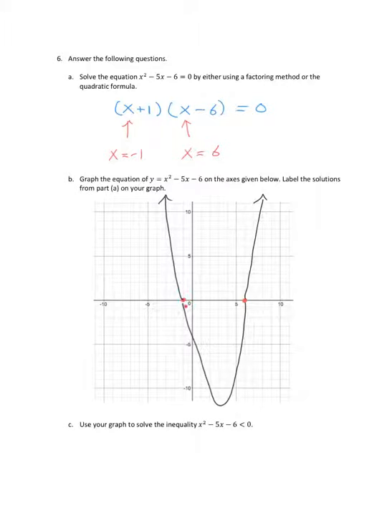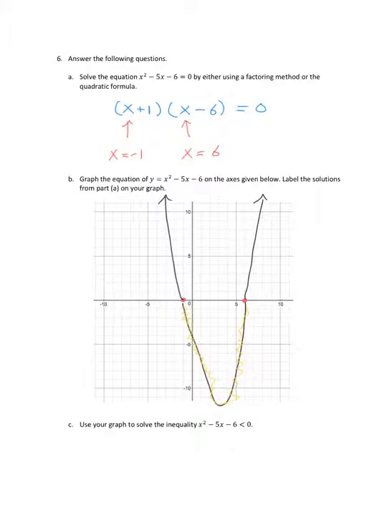To be less than 0 means I'm below this line, which is referring to this portion of the graph. So I'm going to go ahead and shade that in. This is where x squared minus 5x minus 6 is less than 0. It is your job to identify what are the x values.